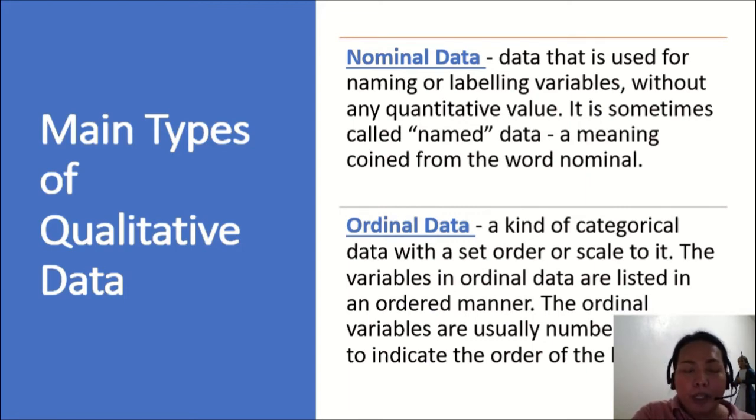So next would be the ordinal data. Ordinal data is a type of categorical data with an order. The variables in ordinal data are listed in an ordered manner. The ordinal variables are usually numbered so as to indicate the order of the list. However, the numbers are not mathematically measured or determined, but are merely assigned as labels for opinions.